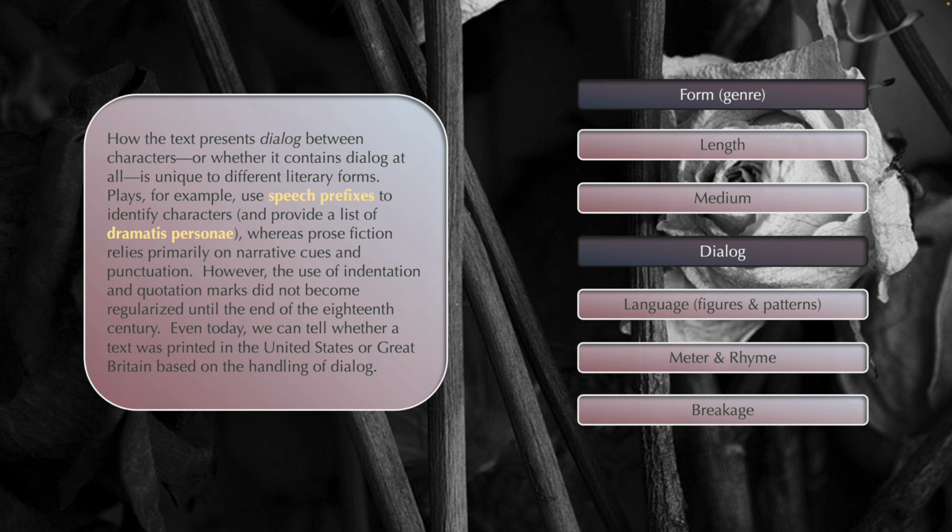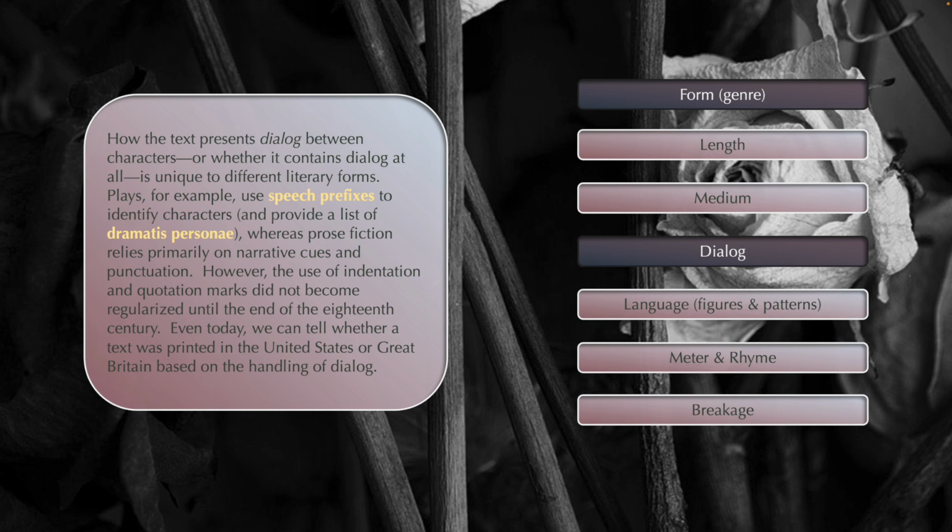Dialogue. How the text presents dialogue or conversation between characters, or whether it contains dialogue at all, is unique to different literary forms. So plays, for example, think about Macbeth, use speech prefixes to identify characters. That doesn't happen in narrative fiction usually. And so plays also provide a list of dramatis personae at the beginning that tells you, here are the characters, a list of characters. That's pretty typical. Whereas prose fiction, like I said, relies primarily on narrative cues and punctuation to identify dialogue.